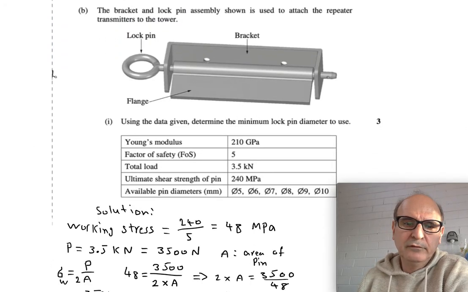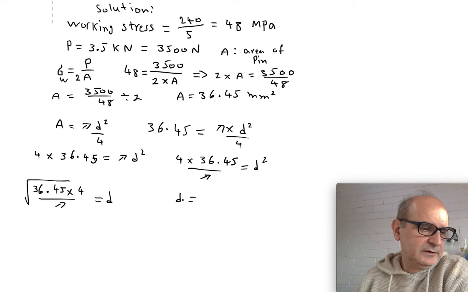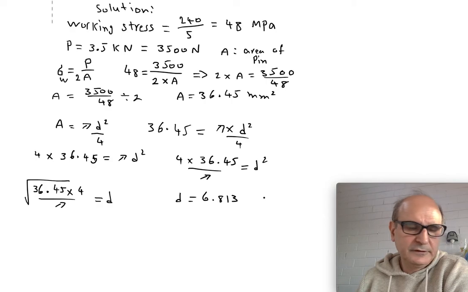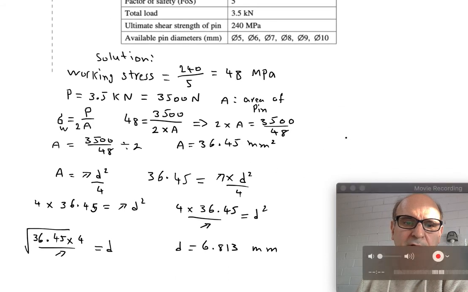And if you solve that in your calculator, you will get d is equal to 6.813 millimeter. And because the options we have is 5 millimeter, 6 millimeter, and 7 millimeter, we got to go to the next one, which is above that, which is 7 millimeter.